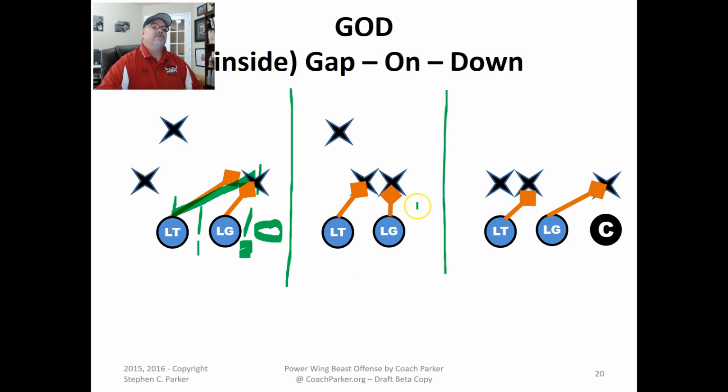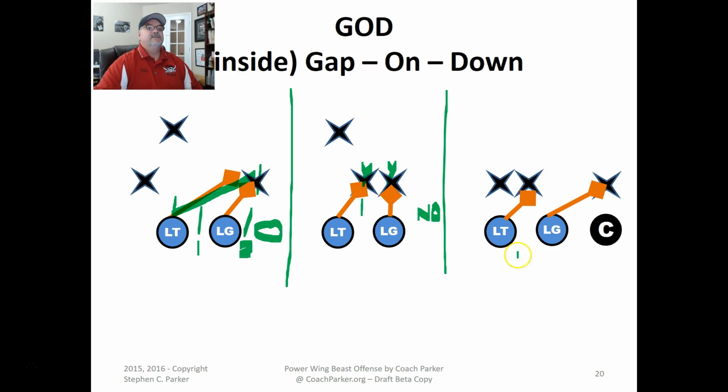Left guard goes inside gap, is a no. On is a yes. So that's who he blocks. He blocks that guy there. The left tackle would go inside gap, yes, and that's who he's got. So those are yeses. Okay?